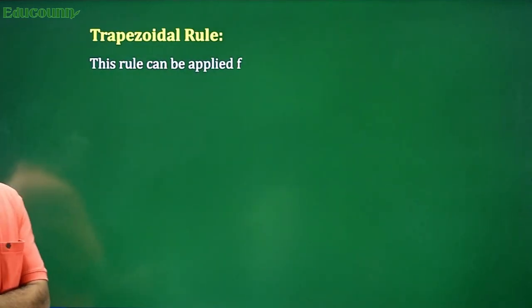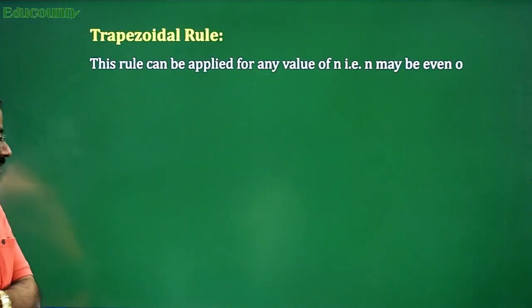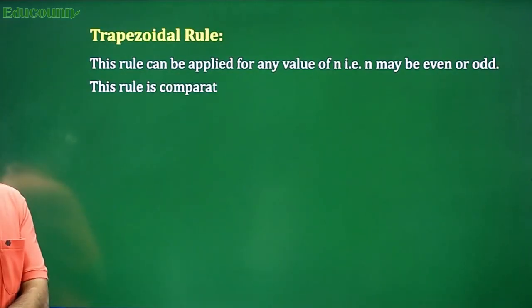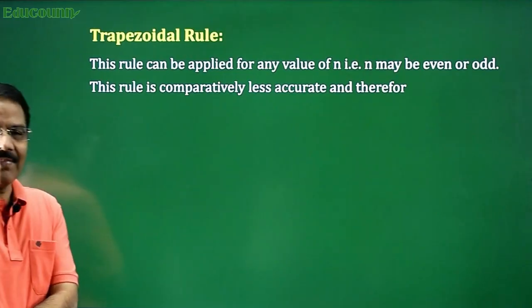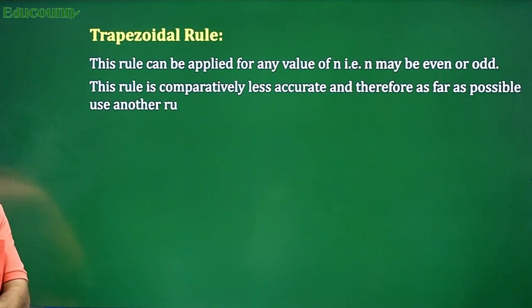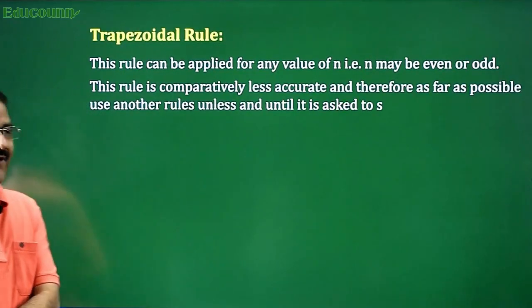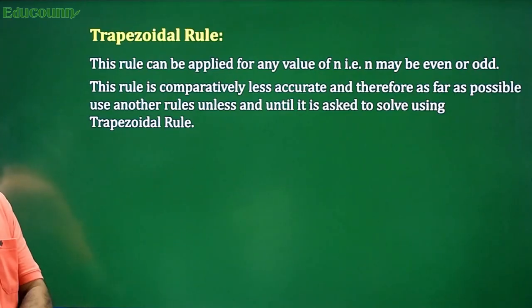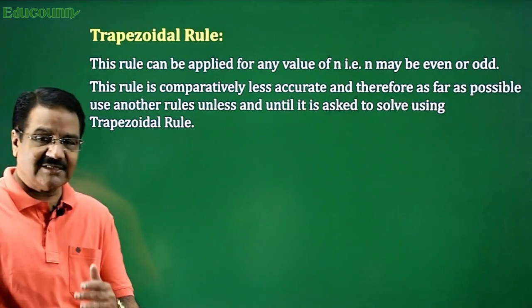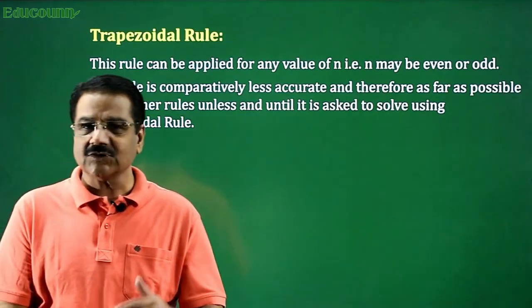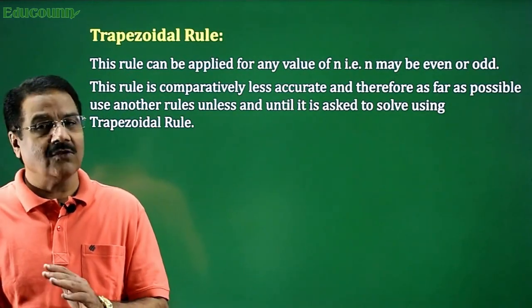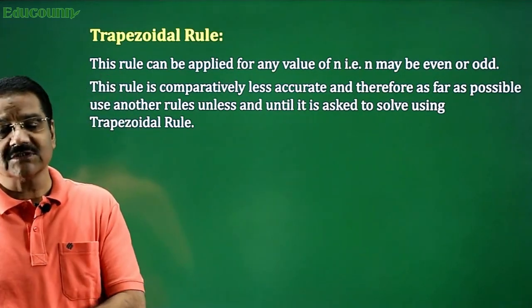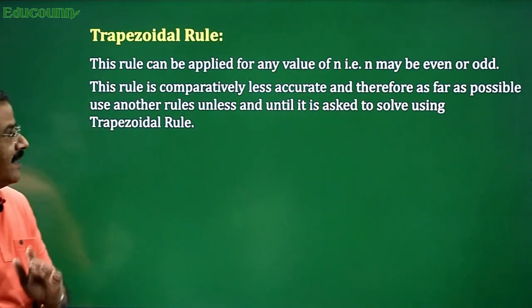Now here trapezoidal rule, first of all, we are going to take. Now we have to remember different conditions before application of these 3 rules. And what is the condition for this? Trapezoidal rule can be applied anytime, means whatever may be the value of n. If n is even, if n is odd, that can be applied easily. Now this rule is comparatively less accurate. So as far as your exam is concerned, unless and until it is asked to calculate using the trapezoidal rule, you are not going to choose the trapezoidal rule. So this is comparatively less accurate.